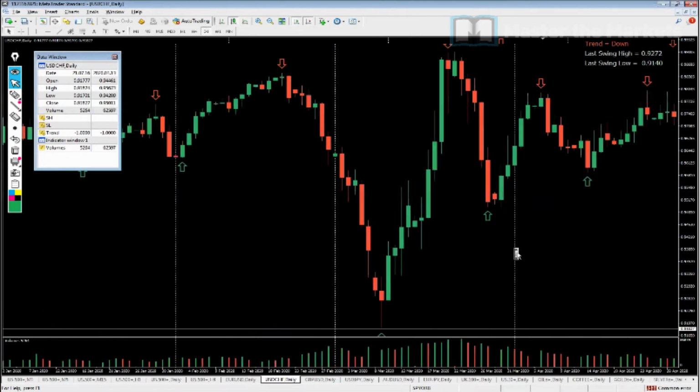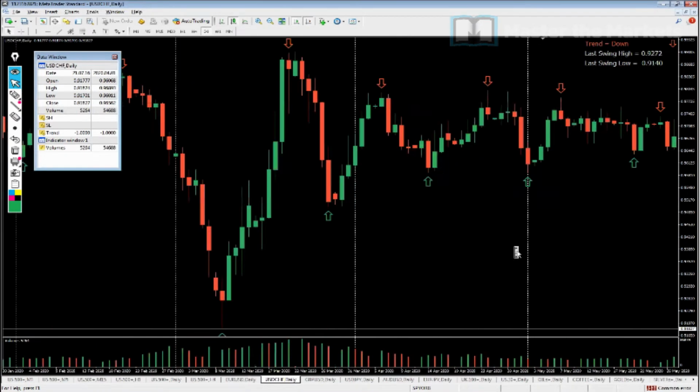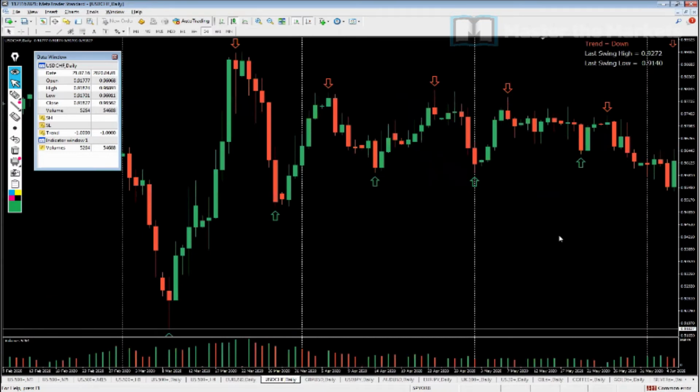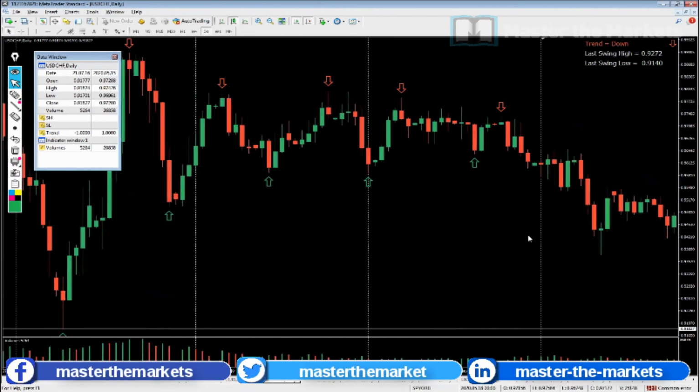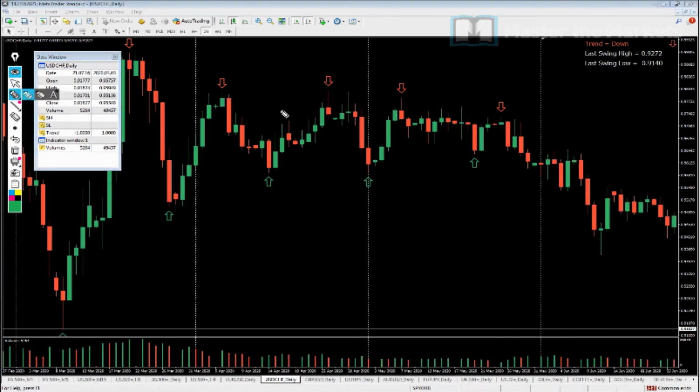And actually, it happened for a few different instruments. So let's take a look here. Here we are currently in an uptrend. So we have a low, and then a high.